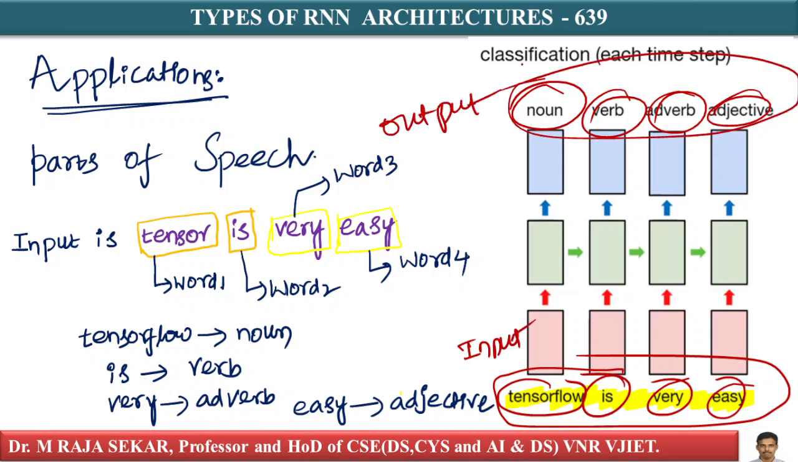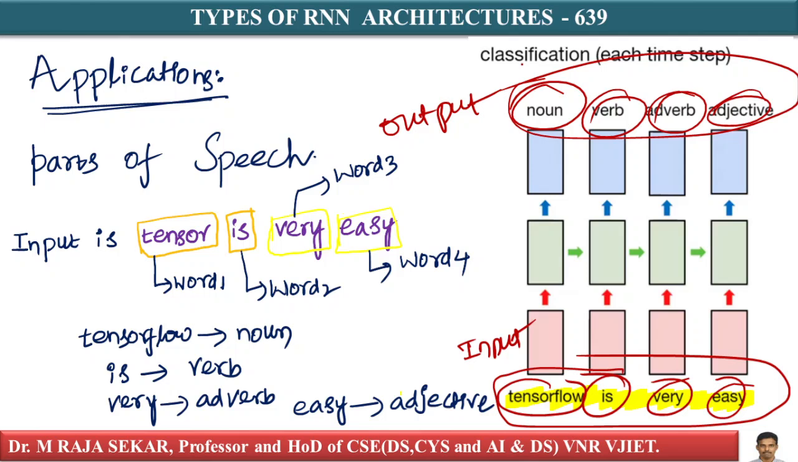This is many-to-many RNN, where your input length is same as your output length, isn't it? If your output is also a sequence, then for every input, corresponding to every input there is a word. This is called parts of speech detection. You are given an English sentence and you are expected to find whether a word is a verb, noun, pronoun, adverb, or adjective, etc. This is one example.